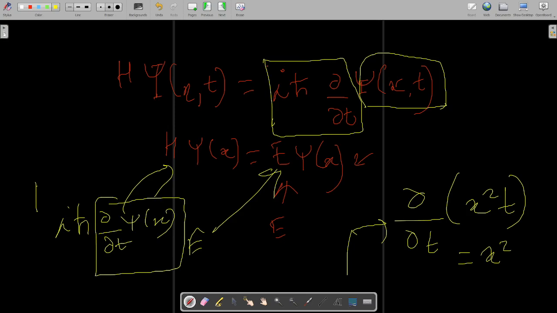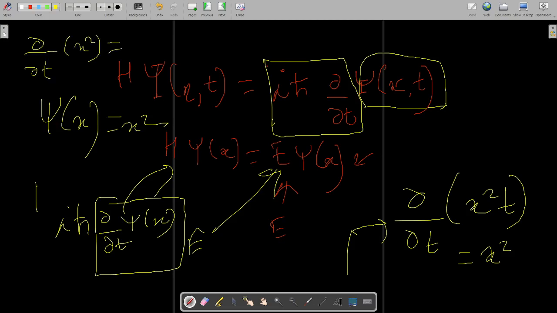This will always be 0 because psi of x does not contain t. It is a function of x only, so suppose it is x square. When I take the partial differentiation with respect to time of this function which is independent of t, then obviously I will get 0, because it is equivalent to taking the derivative of a constant.